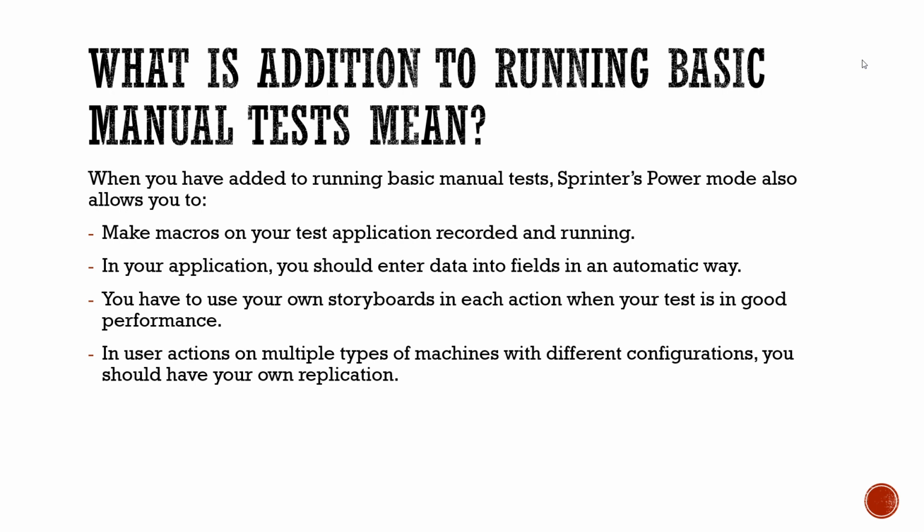What does it mean in addition to running basic manual tests? When you are running basic manual tests, Sprinter's Power Mode also allows you to make macros of your test application, recorded and running. In your application, you can enter data into fields automatically. You can use storyboards for each action when your test is running well. You can also replicate user actions on multiple types of machines with different configurations.